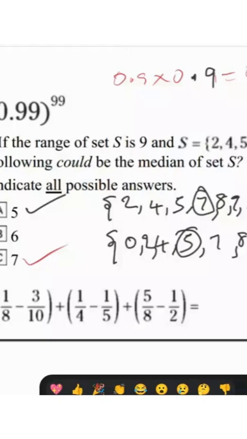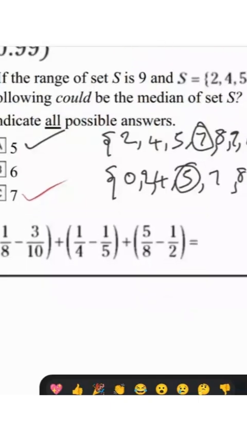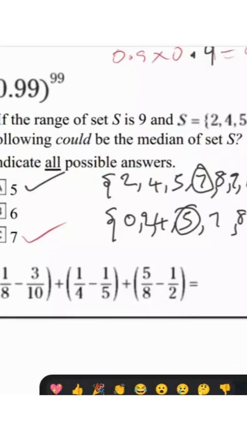For number 6, if the range of set S is 9 and S is the set of 2, 4, 5, 7, 8, 9, and S can be 11, so that 11 minus 2 equals 9. Remember that range is the highest minus the lowest. Or S can be 0, so that 9 minus 0 equals 9.